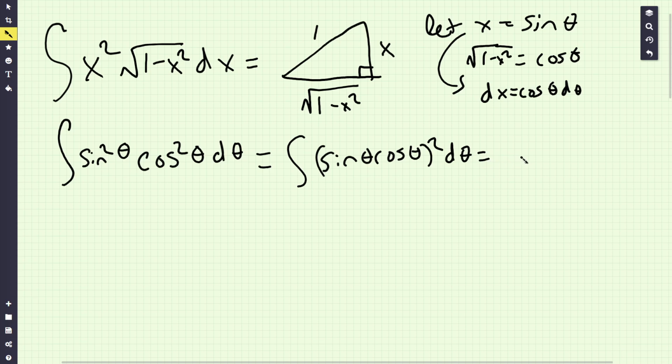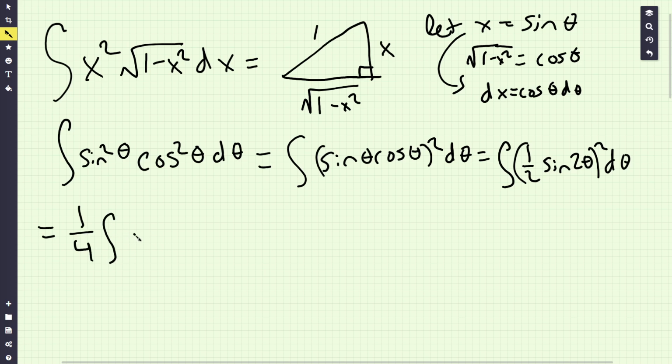Now remember our double angle identity. We just apply this in reverse for sine. So this is 1/2 sine 2 theta squared d theta. This works: we see this would be 2 sine theta cosine theta, the 1/2 will cancel. So we can move the 1/4 to the outside. So now we just have sine squared of 2 theta d theta.